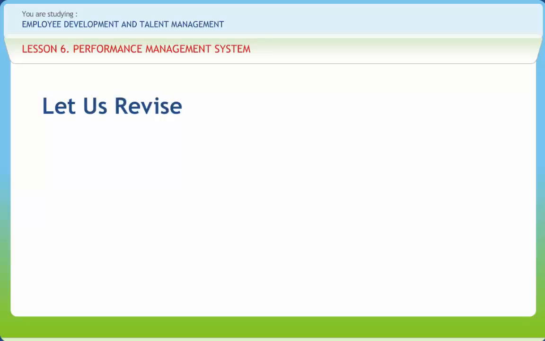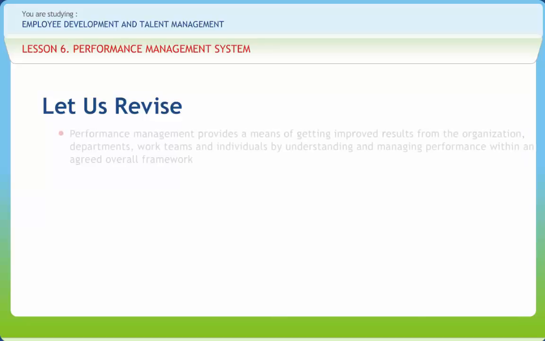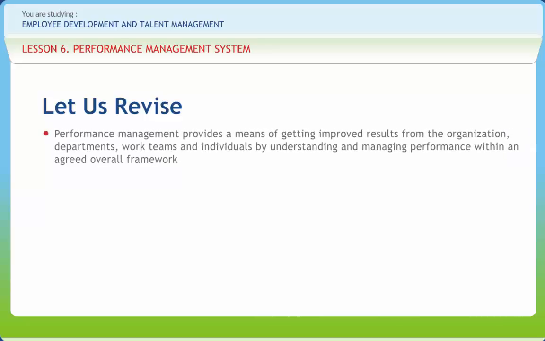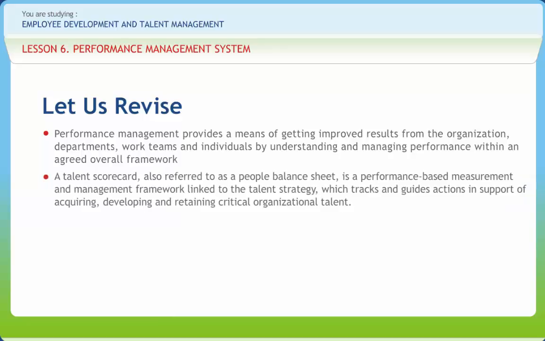Before we end, let us briefly revise what we have studied so far. Performance management provides a means of getting improved results from the organization, departments, work teams, and individuals by understanding and managing performance within an agreed overall framework. A talent scorecard, also referred to as a people balance sheet, is a performance-based measurement and management framework linked to the talent strategy, which tracks and guides actions in support of acquiring, developing, and retaining critical organizational talent.